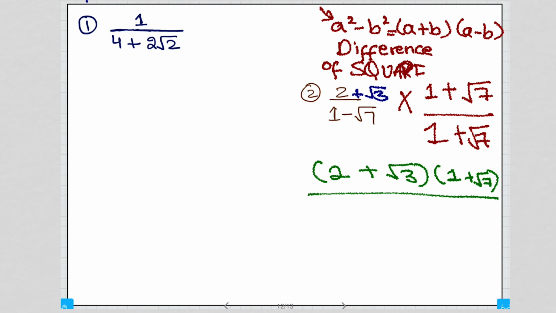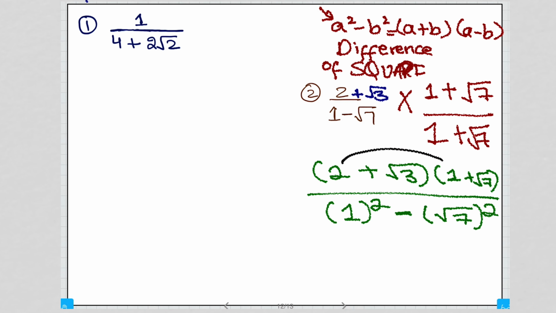And then with the denominator, what are we going to do? 1, yes, first term squared. Then you minus, then root 7 squared. Then again, you can continue doing your steps on the right side. Now times that. So you do 2 times 1, and then you do 2 times root 7. Yeah, write that down, please. So 2 times 1 is 2, and 2 times root 7 will be plus 2 root 7.